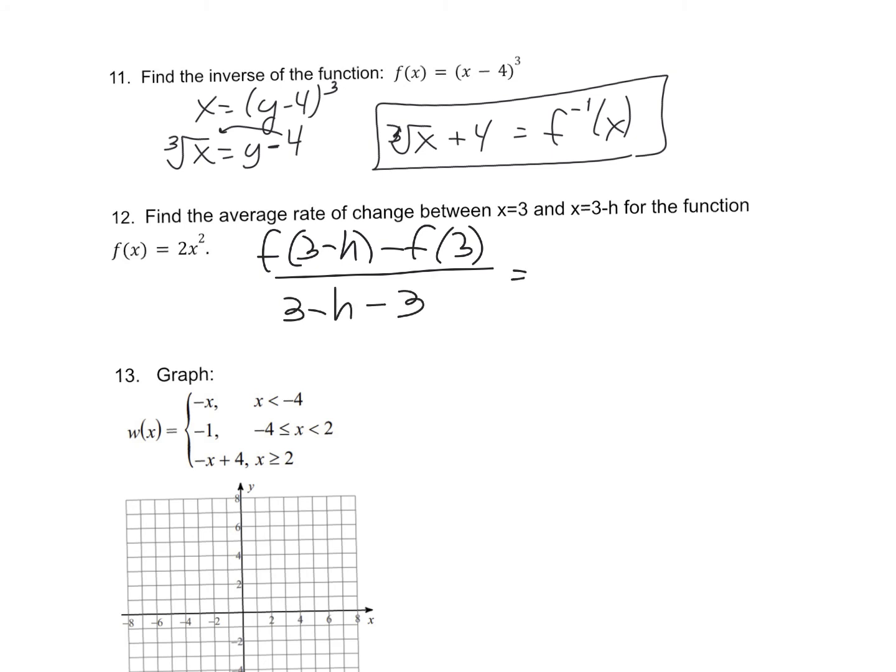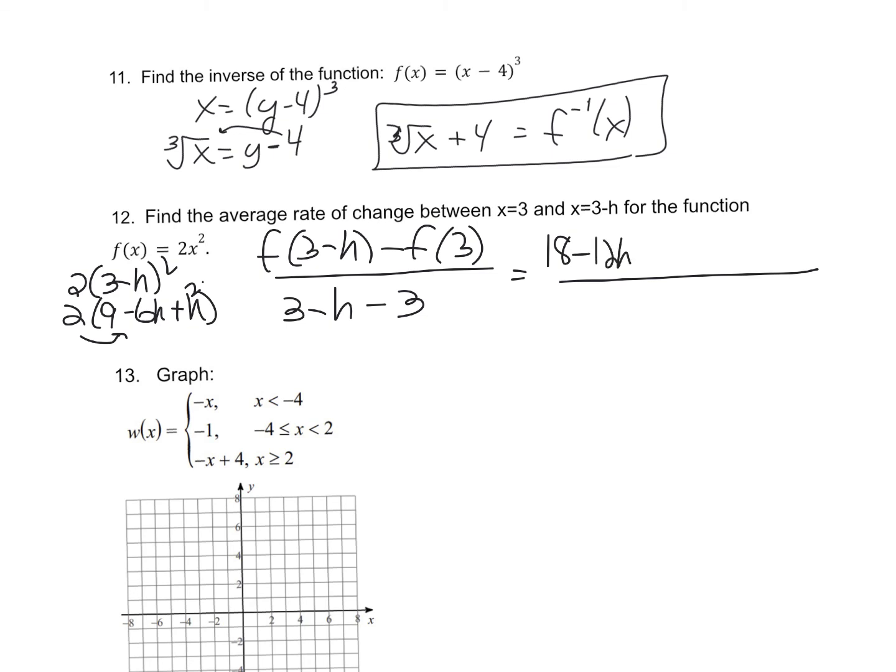Okay, so to find f of 3 minus h, I'm going to plug 3 minus h in here. In that function, square, multiply double square. If I square the 3, it's 9. Multiply together double. Square the h, which is h squared. Then you got to take the 2 through. 2 times 9 is 18. 2 times 6 is 12h. 2 times h squared is 2h squared.